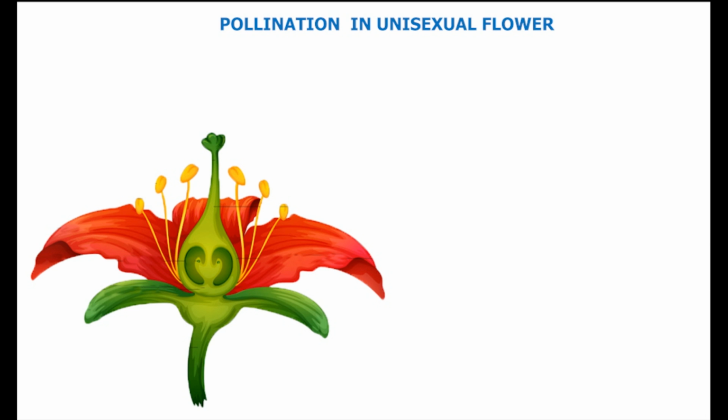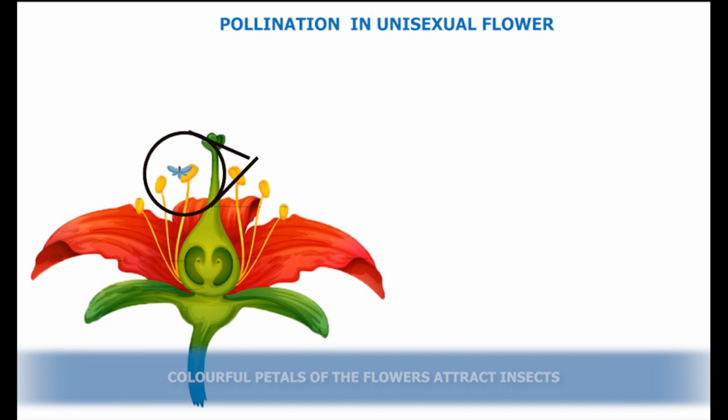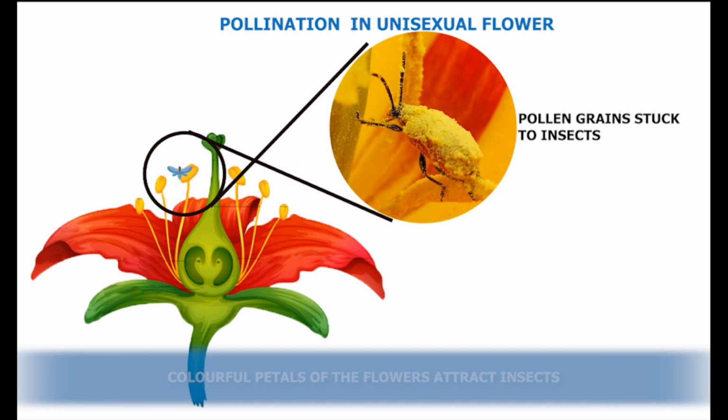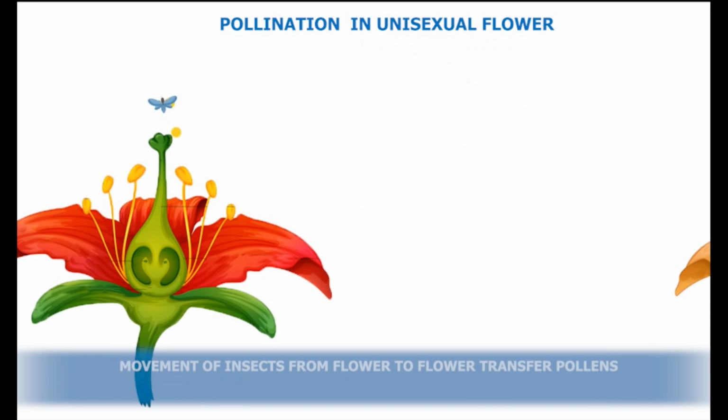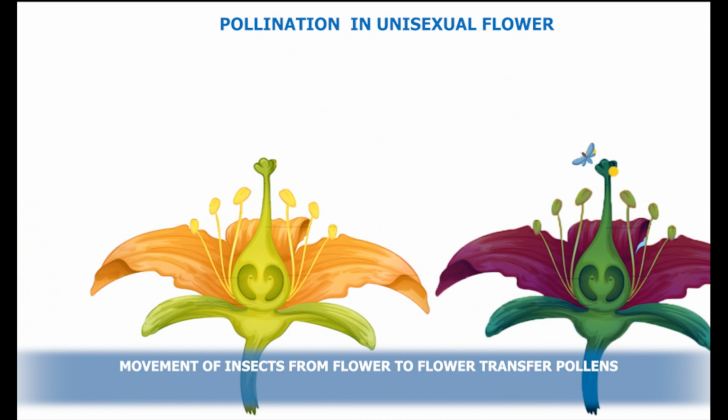Previously, we have discussed that flowers are sweet-scented and have beautiful petals. These characteristics of flowers attract insects. As these insects sit on a flower, pollen grains stick to their body. And when they move from one flower to another, these pollen grains get transferred with them.